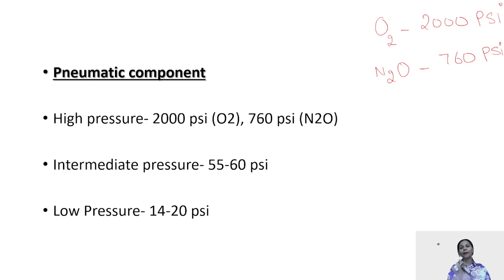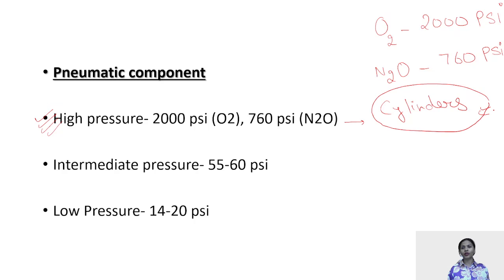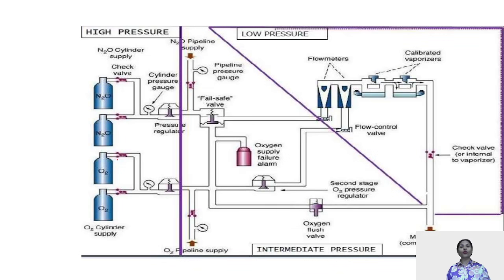to the patient. So today in this session what we are going to learn is the high pressure component of the anesthesia machine. The high pressure component generally consists of your cylinders. There are various other parts of this also, we'll be coming to it. This is the overview of the pneumatic component of your anesthesia machine.